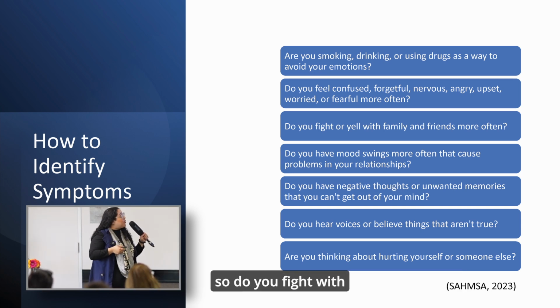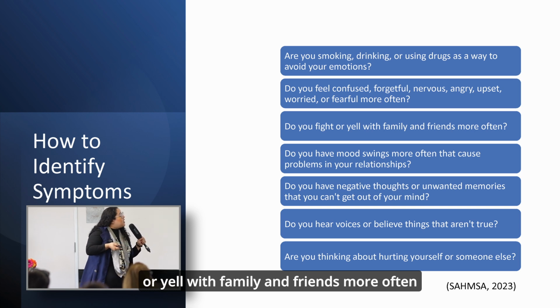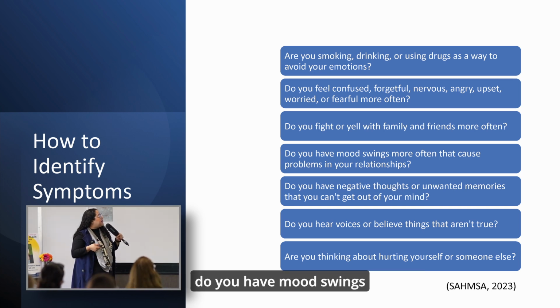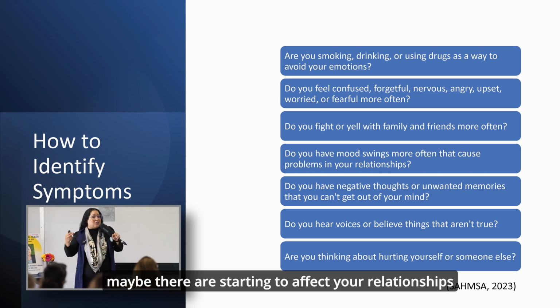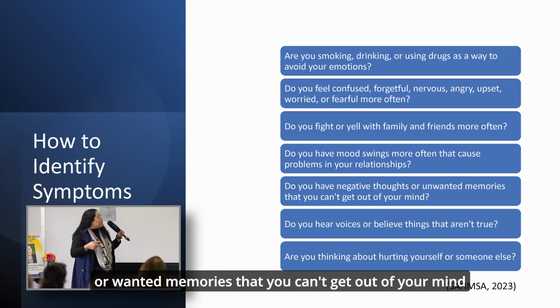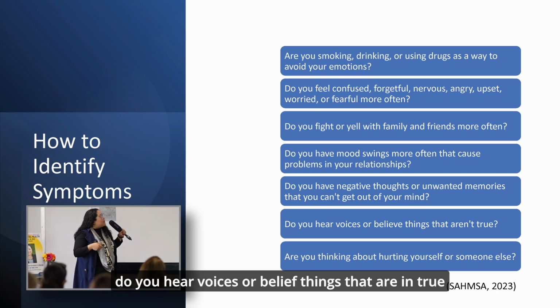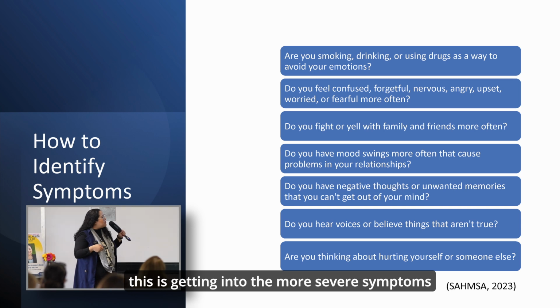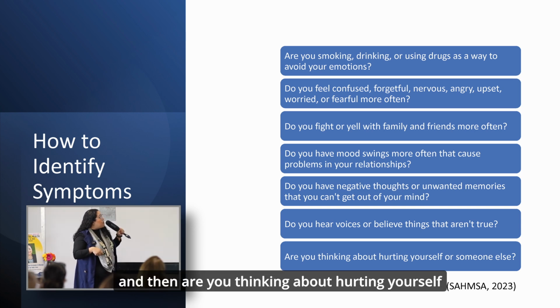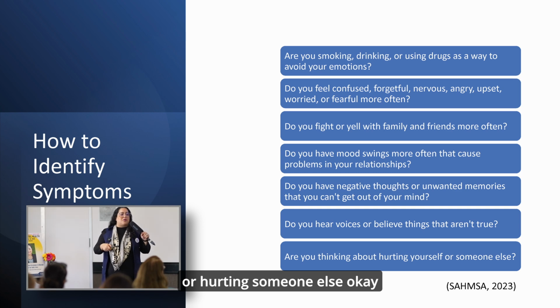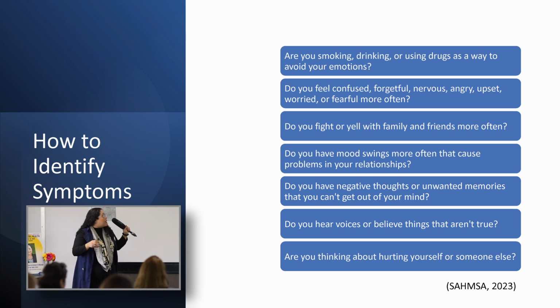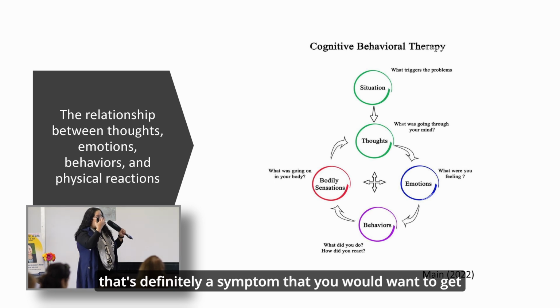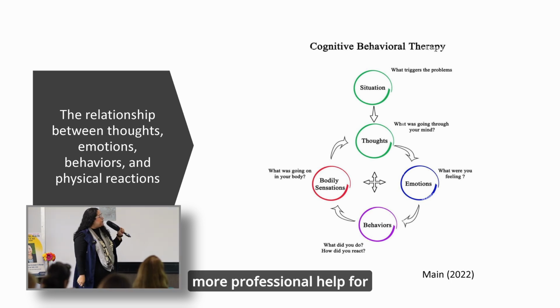Do you fight with or yell at family and friends more often? Do you have mood swings? Maybe they're starting to affect your relationships. Negative thoughts or unwanted memories that you can't get out of your mind. Do you hear voices or believe things that aren't true? This is getting into the more severe symptoms. And then, are you thinking about hurting yourself or hurting someone else? That's definitely a symptom that you would want to get more professional help for.